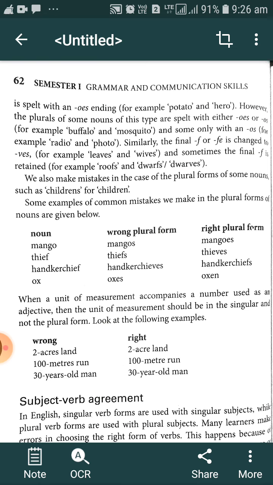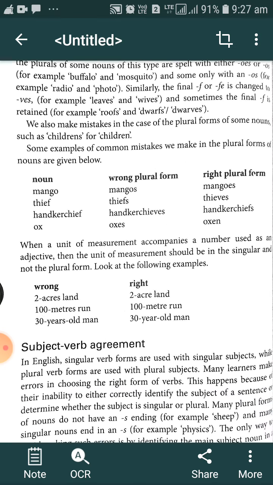This type of common mistake is generally what we commit while constructing, writing or speaking. So if you want to avoid such mistakes, you must frequently go through the dictionary and get the proper form of that particular noun.